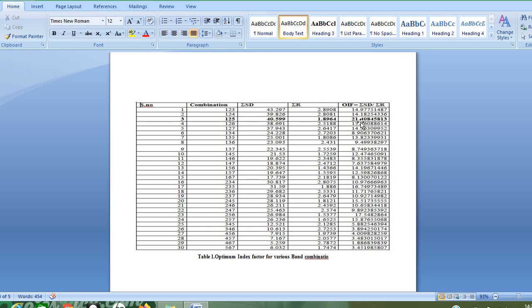Just remember one thing: principal component analysis is mainly used to reduce the dimensionality of the data. It gives the information about how much variance is there among all the available bands. Now, by taking the help of the optimum index factor, we need to choose which combination gives more information compared to all bands. These are the things that need to be discussed in PCA and optimum index factor.